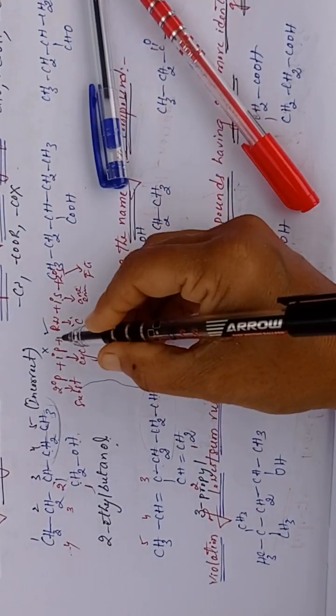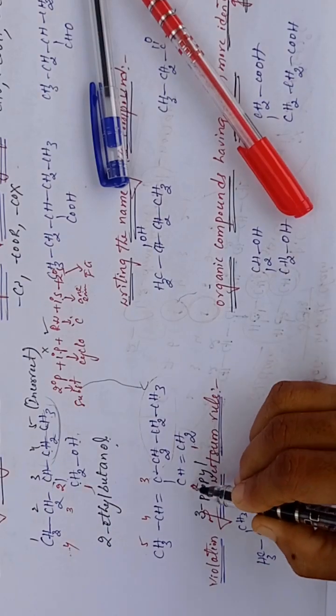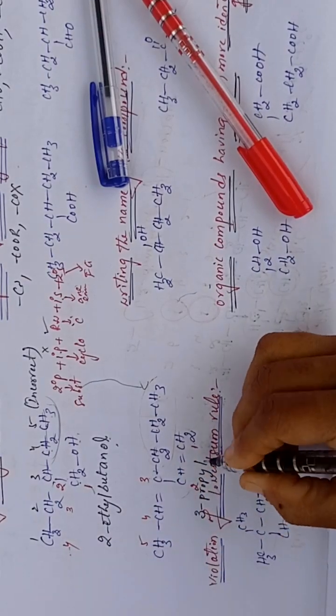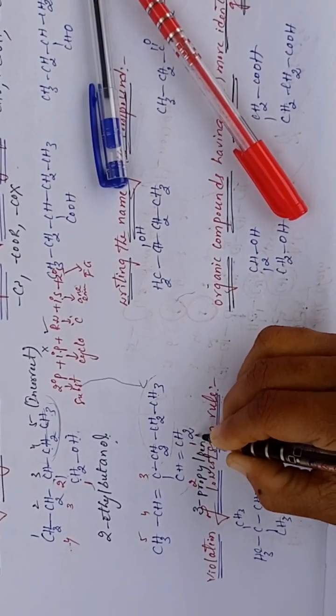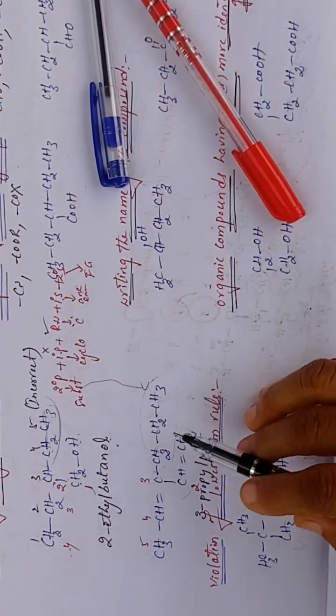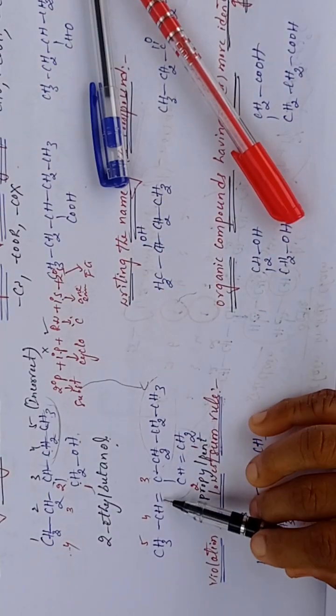Next, the root word. The primary prefix is absent. How many carbon atoms are there? 5 carbon atoms are there. 5 carbon atoms means pent. Okay, primary suffix. In the given parent chain, how many double bonds are there? 2 double bonds are there.